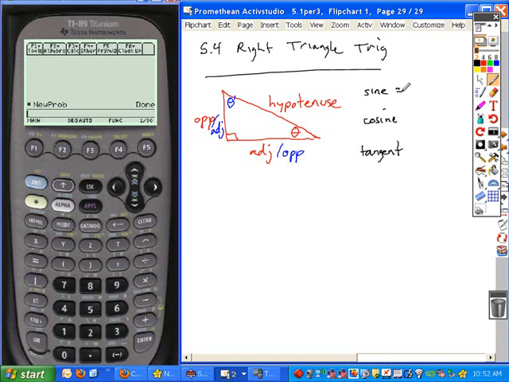The sine of an angle is the ratio of the side opposite the angle to the hypotenuse. The cosine of an angle is the ratio of the side adjacent to the given angle and the hypotenuse. And finally, the tangent of an angle is the ratio between the opposite side and the adjacent side.